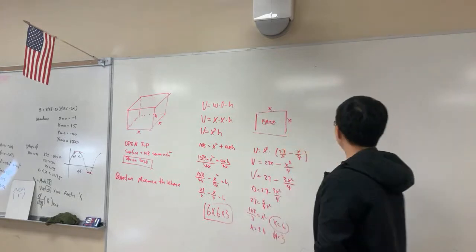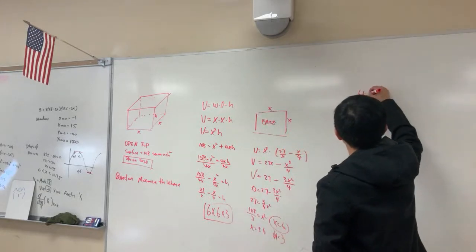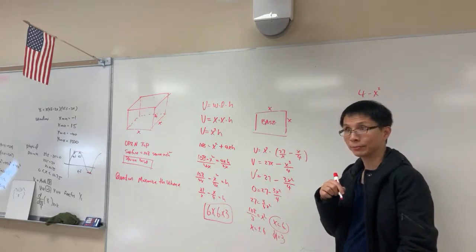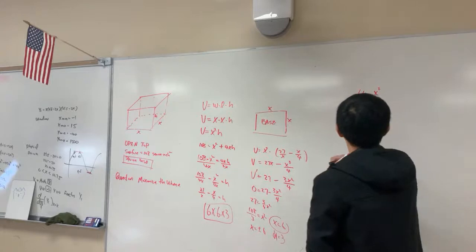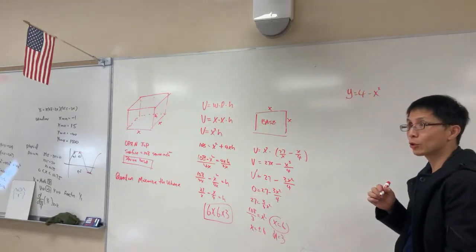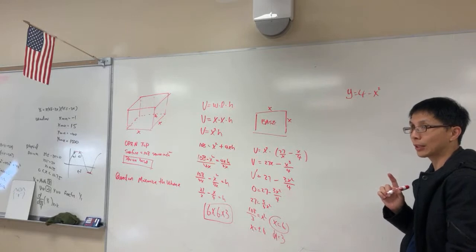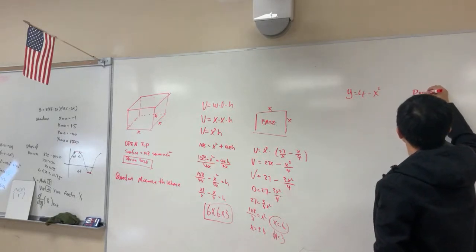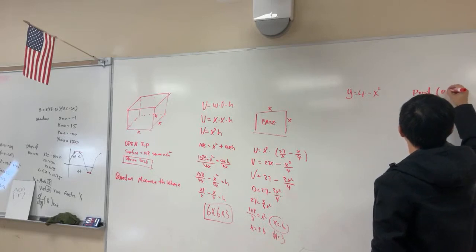Okay, so we're going to talk about the next question. The next question is going to be 4 minus x squared. This one's not on the worksheet, but it's on your test. y equals 4 minus x squared. You guys got this? And there is a point, 0, 2.